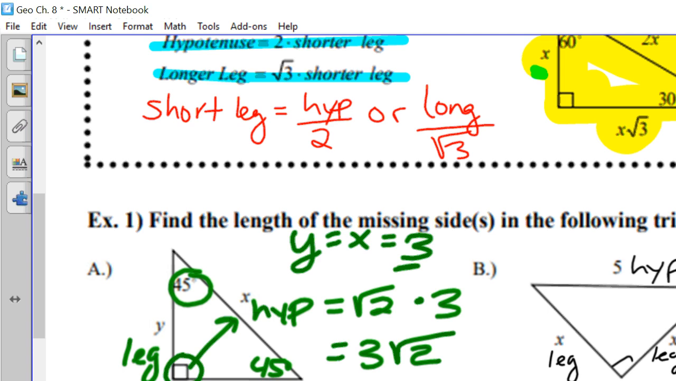Okay, so we have to rationalize the denominator. So we have to get the root out of the denominator. The best way to do it is to multiply the top and the bottom by the root. So you just take whatever that root is and multiply top and bottom by the root. On the top, we get 5 times root 2.